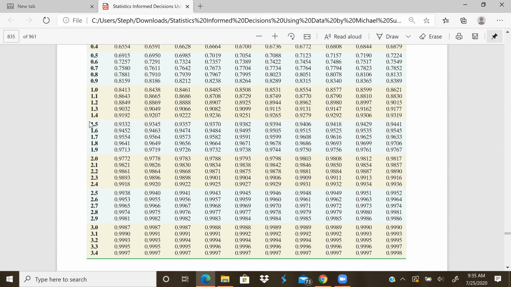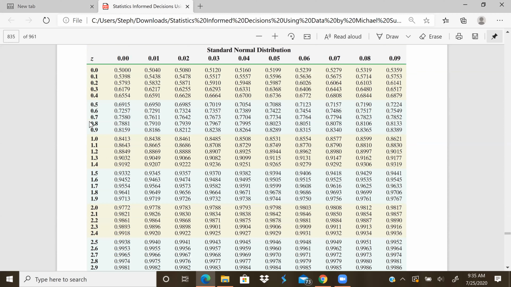So this is your table, right? The first number was 0.71. So you see 0.7 right here, this one. Then you go all the way to 0.01 to make 0.71. And then you're going to get 0.7611. Okay. And that's your z-score.